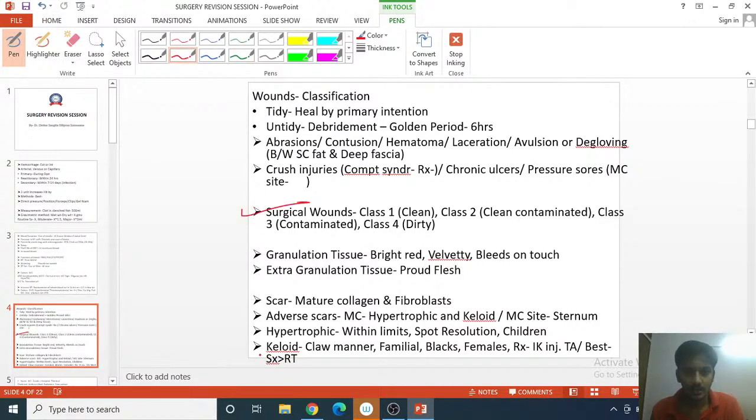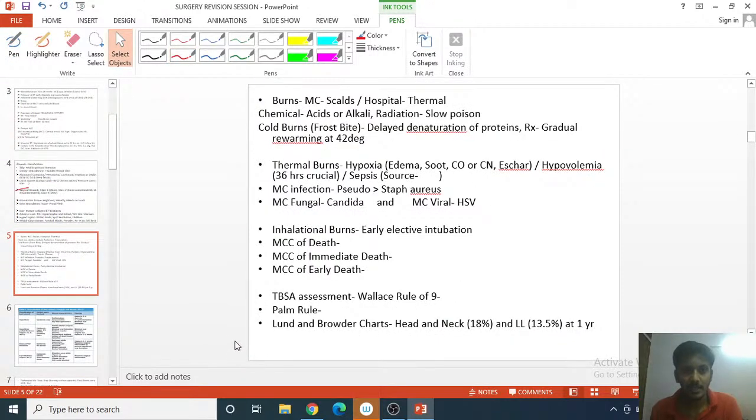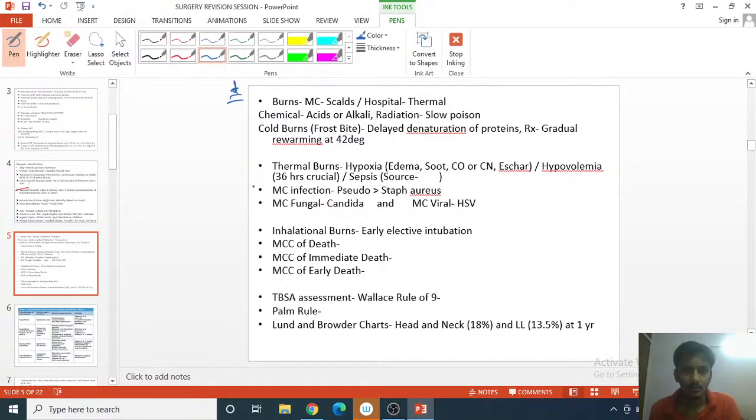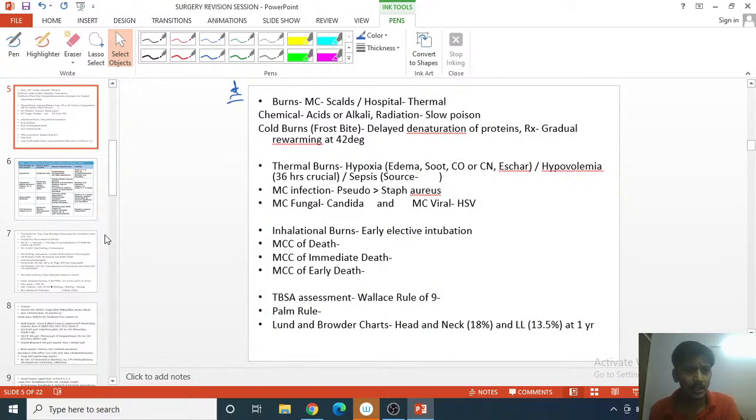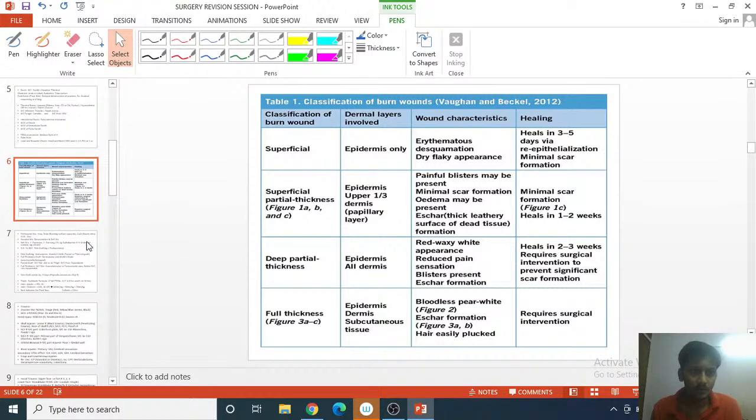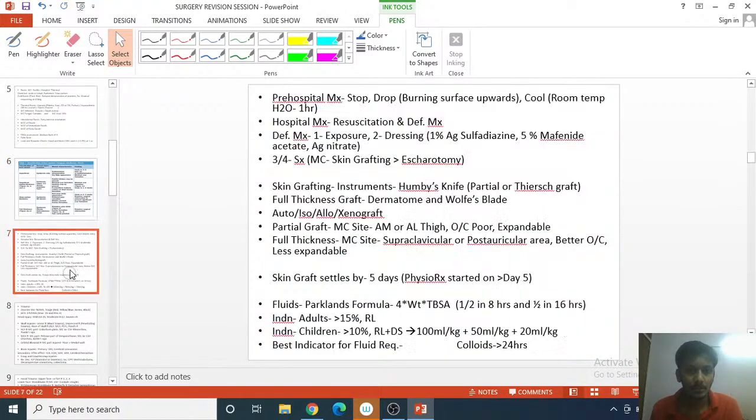Then remember the two types of scar; questions on this have come before. Burns is a very important topic according to your exams. So please remember all these that we have already discussed: the rule of nines, Wallace's rule and Lund and Browder charts. Apart from that, also the classification of burns: first, second, third degree and fourth degree burns.